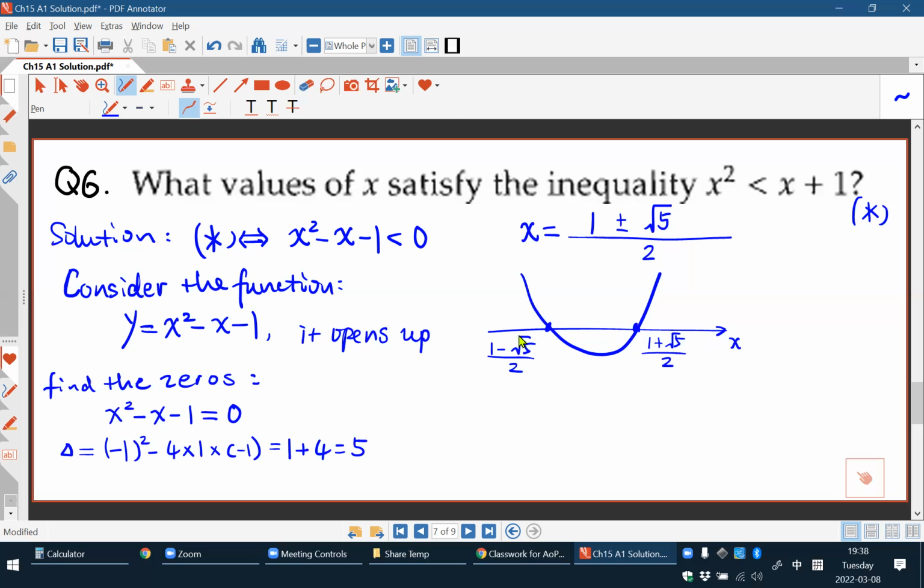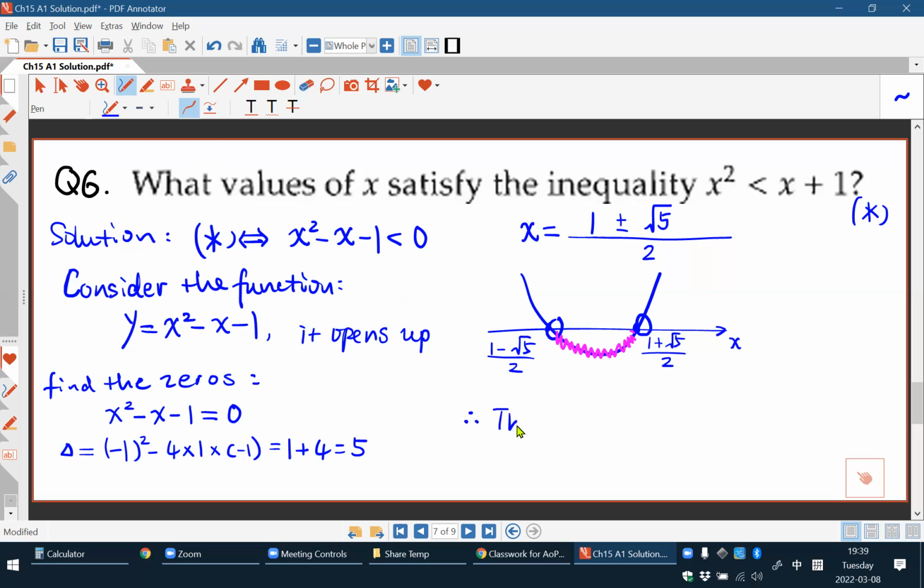And our job is to find any interval that can make this function less than 0, right? Note here, this is strictly less than 0. So first of all, these two points cannot satisfy the inequality because at these two points, the expression is exactly 0. And next, we need to find any interval that can make this function less than 0. Apparently, this is the interval, right? This interval can make this function less than 0. Therefore, we can make the conclusion.